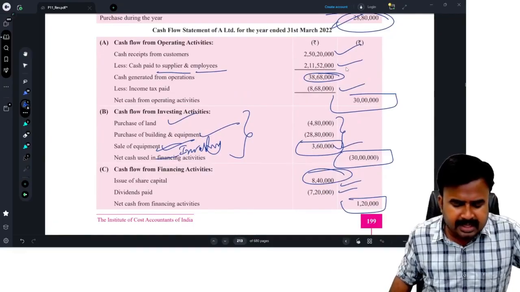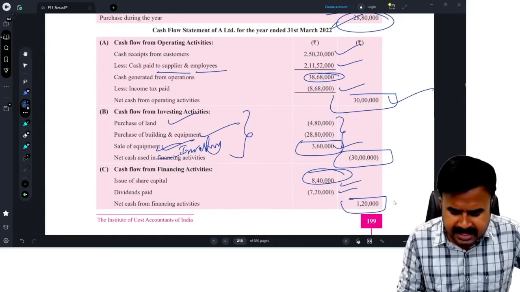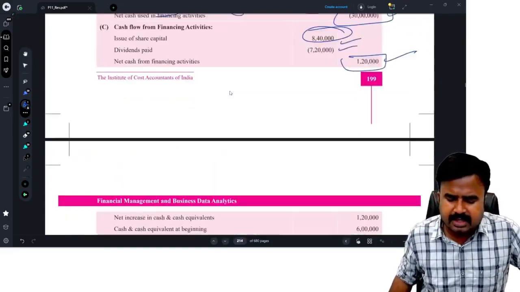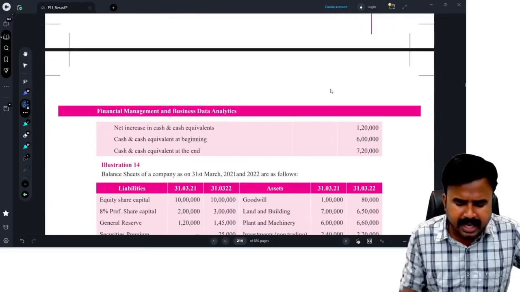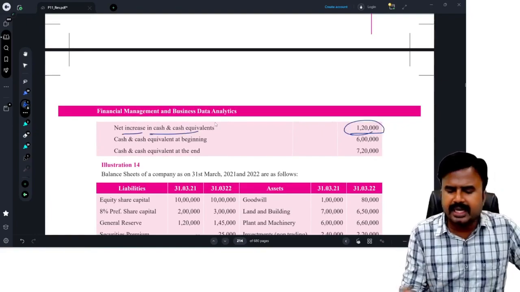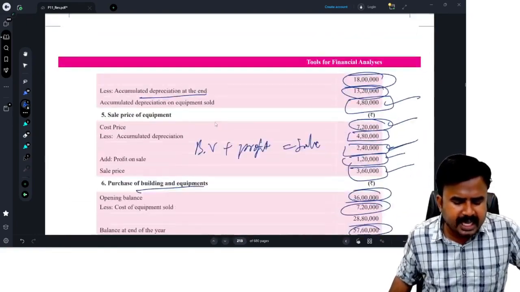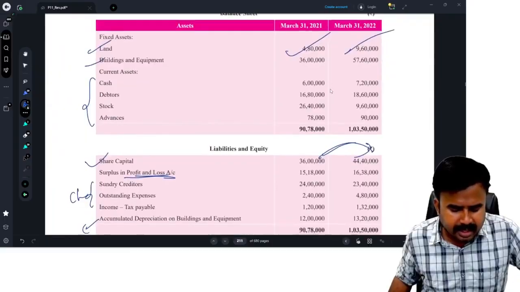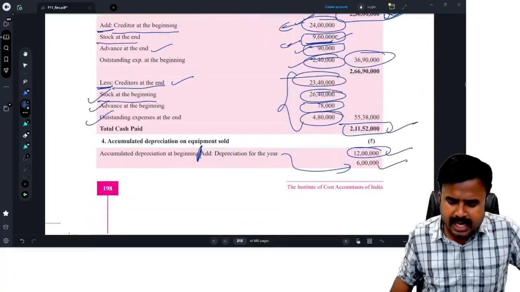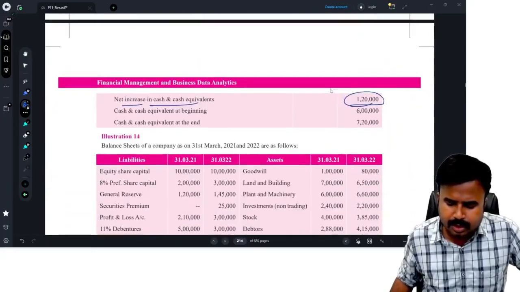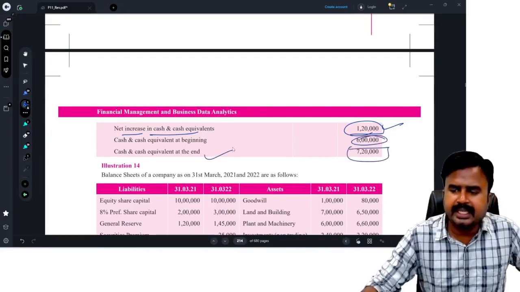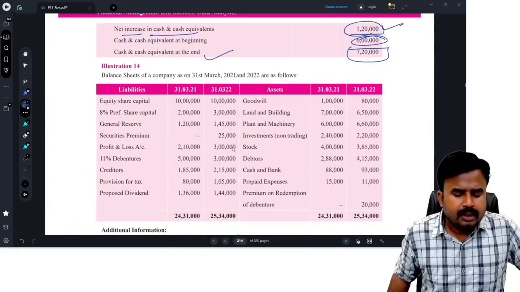So operating activity results in 30 lakhs generation, financing activity results in 1,20,000 generation, and there is a usage of 30 lakhs in investing activity. So finally that results in 1,20,000 additional generation of cash. This is the net increase in cash and cash equivalents. My opening cash and cash equivalents balance from the balance sheet is 6 lakhs. 6 lakhs plus 1,20,000, I got 7,20,000 cash and cash equivalents at the end. This is regarding the direct method.